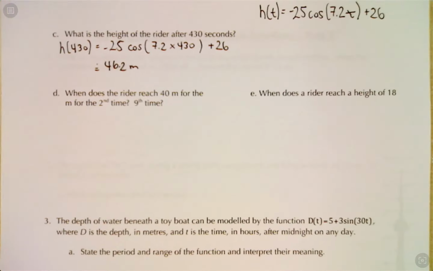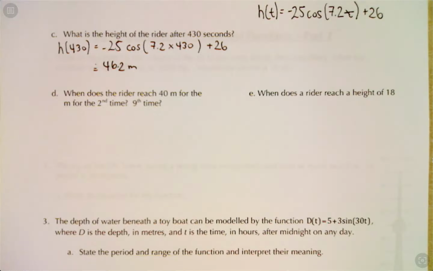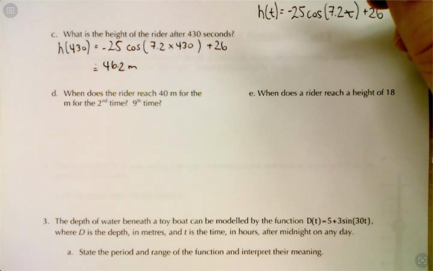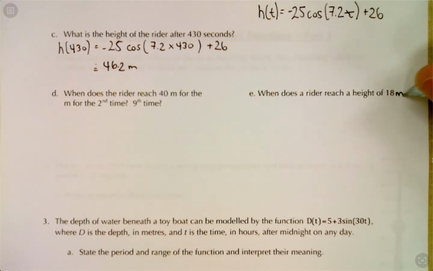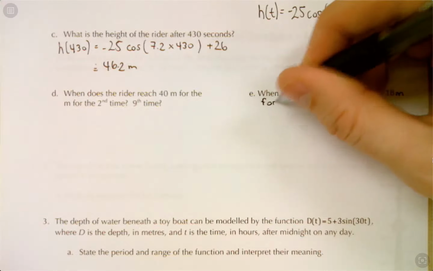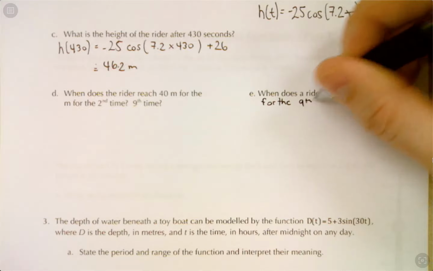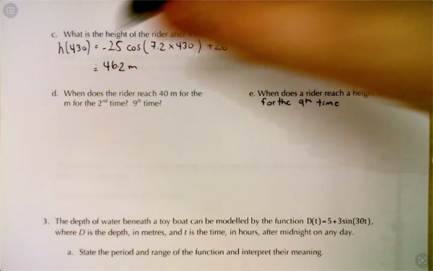D, when does the rider reach 40 meters for the second time and the 9th time? That's poor formatting. Which question was I trying to do? The formatting got taken from over here on the side. I think this is 40 meters for the 9th time. Sorry about that.